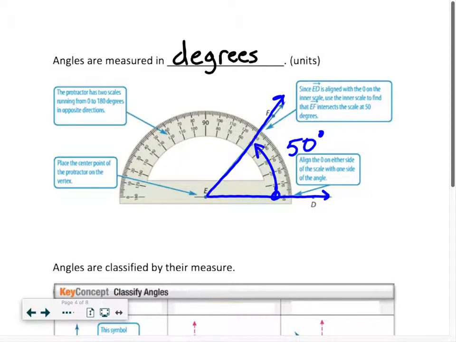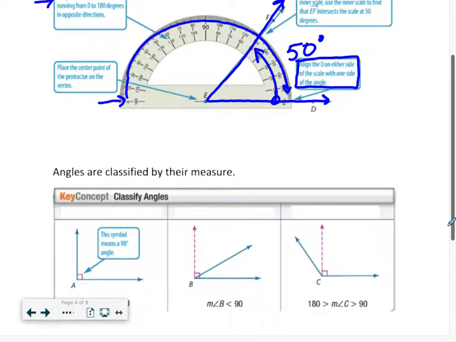Okay, you want to just make sure that you align the 0 on either side, because notice there are two scales. This note talks about it. There are two scales running from 0 to 180. There's that inside scale, and then on this side, it starts at 0 here and goes to 180 going that direction. So make sure you know what scale you should be using, whether you started at 0 on the right or 0 on the left, okay? So you can measure either direction.